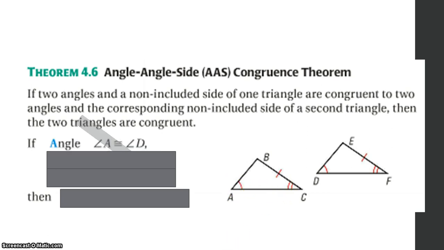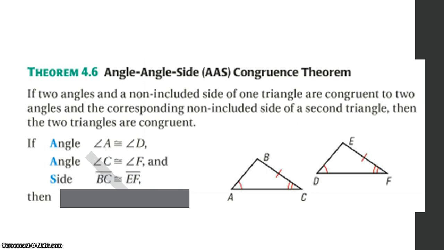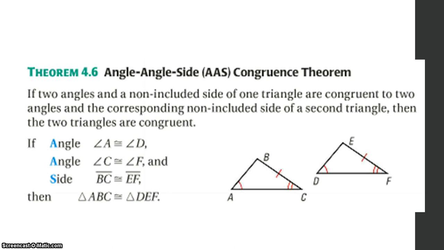So in this case, angle A is congruent to angle D. Then angle C is congruent to angle F, and then we have the non-included side. We could also use it if AB and DE were congruent to each other as well. So the triangles would be congruent by angle, angle, side.